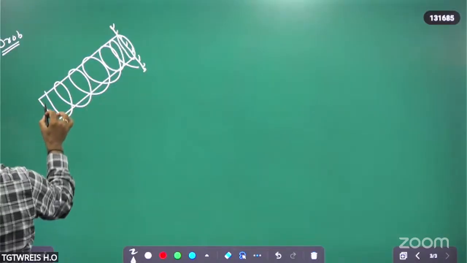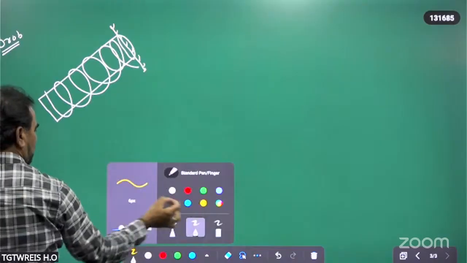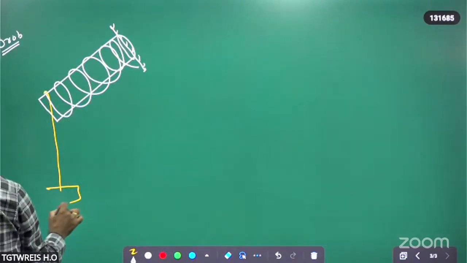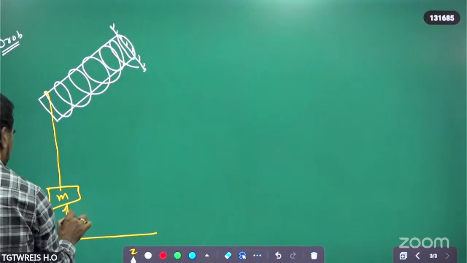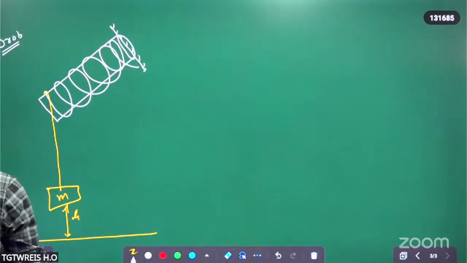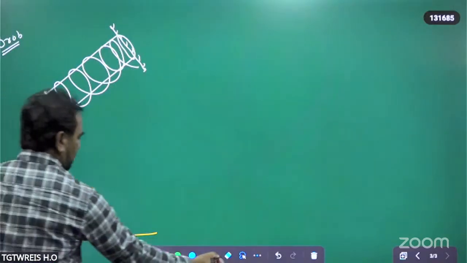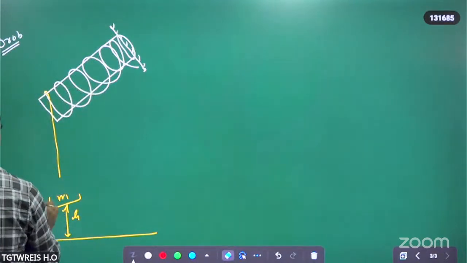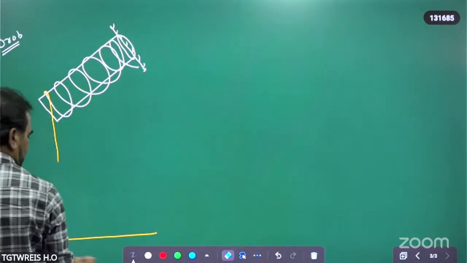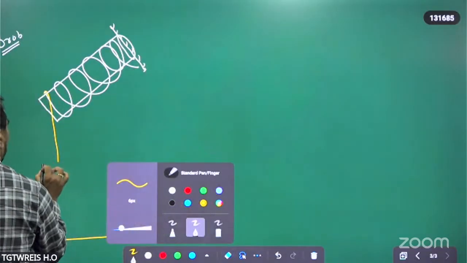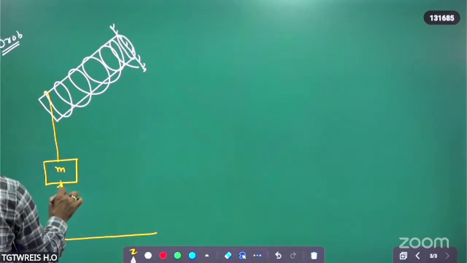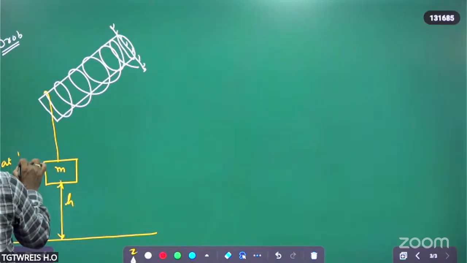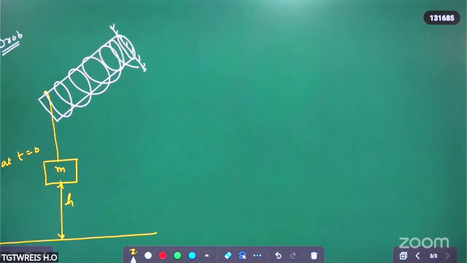From the second end of the rope, a block of mass M is hanged like this. The block is hanging at a height of h from the ground. At time t equals 0, the block would be at a height of h meters from the ground.